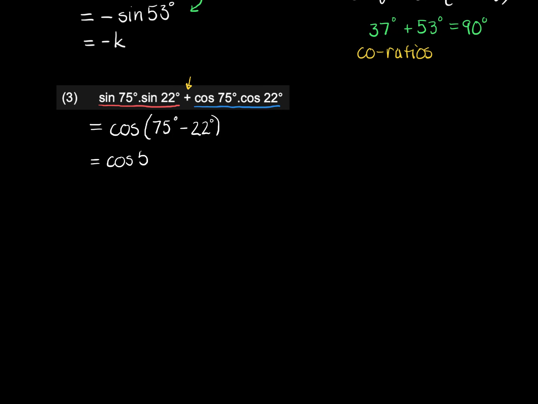So it's going to be cos of 75 degrees minus 22 degrees, which of course gives me cos of, you guessed it, 53 degrees. And the reason why this is problematic is because we know what sine of 53 degrees is, but with cos of 53 degrees, we can't change to sine. However, you have a skill that you actually learned back in grade 10, which is probably why we forget about it most of the time.